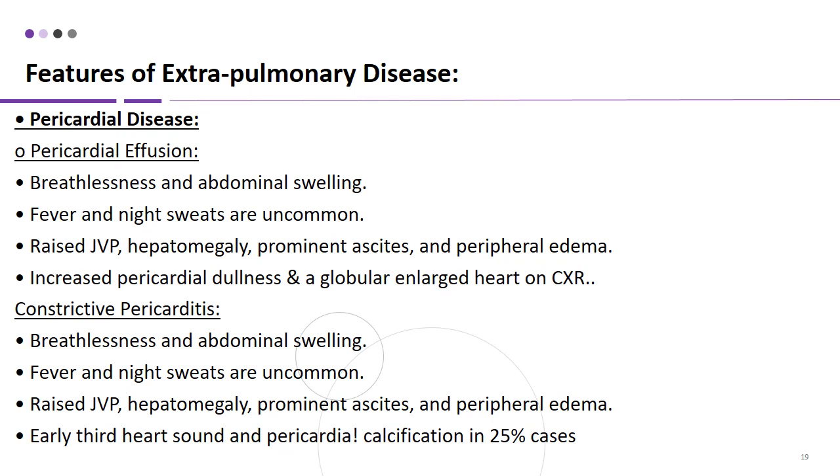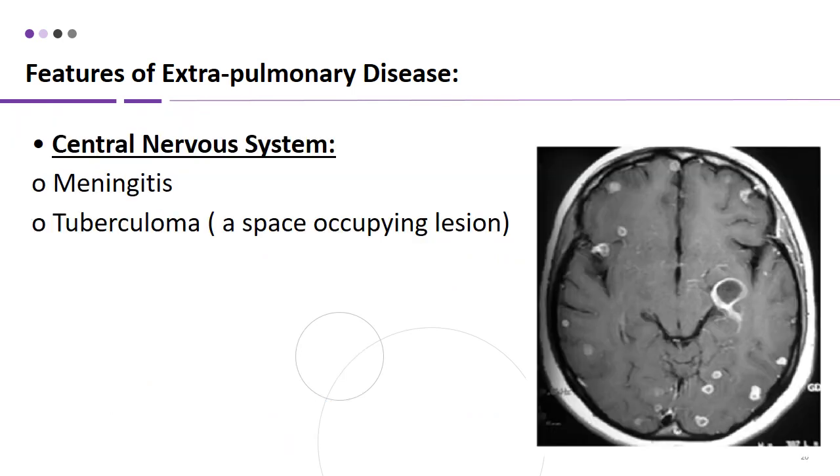In constrictive pericarditis, breathlessness and abdominal swelling will occur. Fever and night sweats are uncommon. Raised JVP, hepatomegaly, prominent ascites and peripheral edema, for the same reason as in pericardial effusion. The early third heart sound and pericardial calcification is seen in 25% of cases.